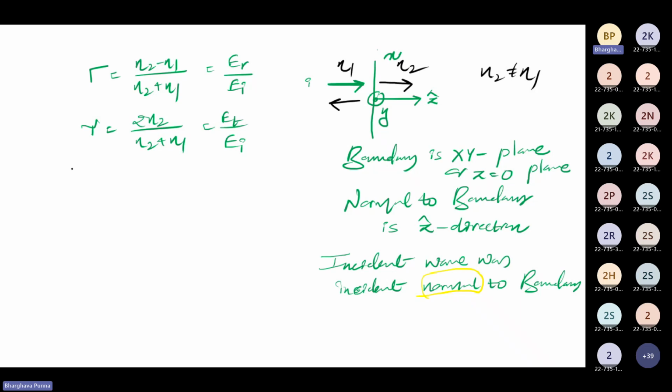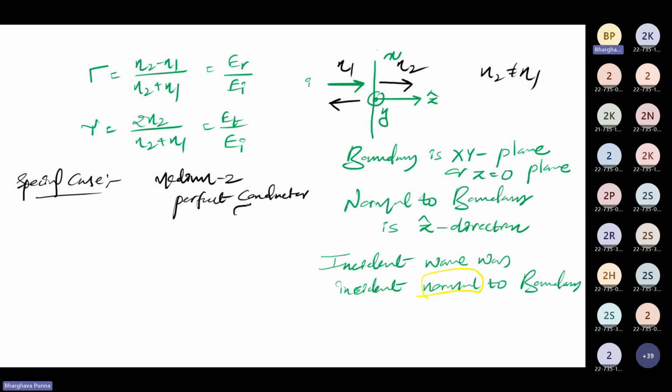Now a special case we will take. The special case is medium 2 is a perfect conductor. Perfect conductor means sigma is infinity. Then what is the eta 2 value? Eta 2 is equal to, what is the formula? Square root of j omega mu 2 by (sigma 2 plus j omega epsilon 2). As sigma is infinity, you will get eta 2 equal to 0. Otherwise, simply think of the conductor: resistance is 0, impedance is 0. So eta 2 is 0.